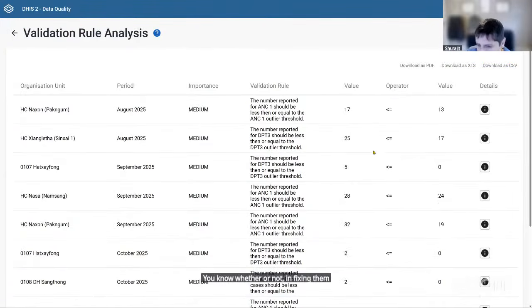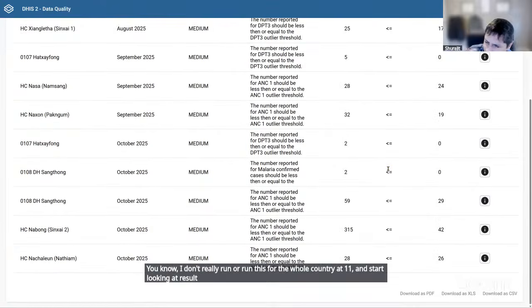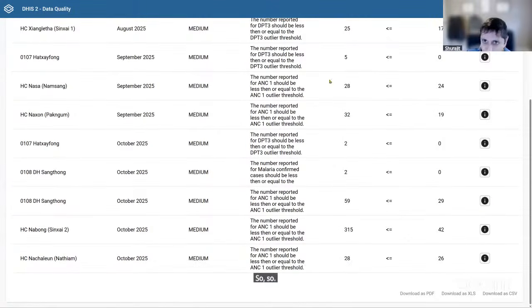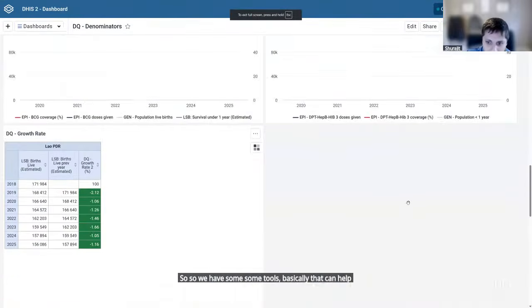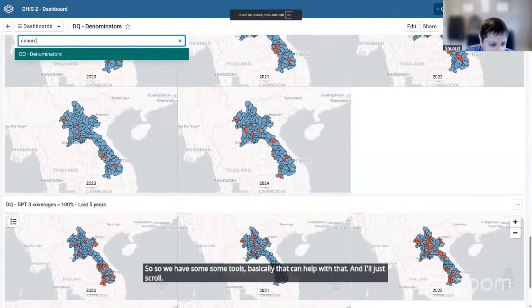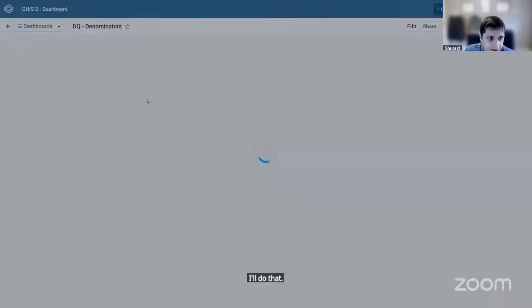It also doesn't give me the true extent of the problem, as I'm probably not going to run this for the whole country at once and start looking at results that way. It's going to be too overwhelming, right? So we have some tools basically that can help with that. And I'll just scroll to the dashboard here.